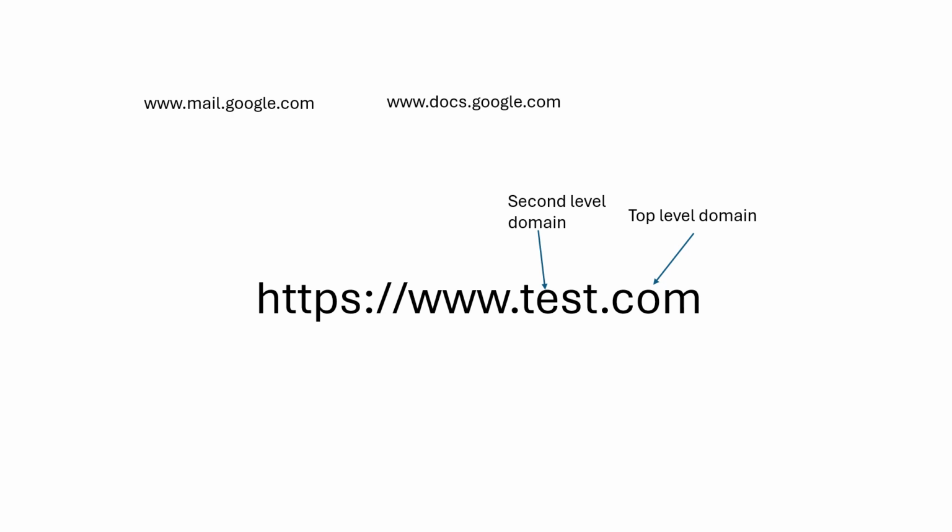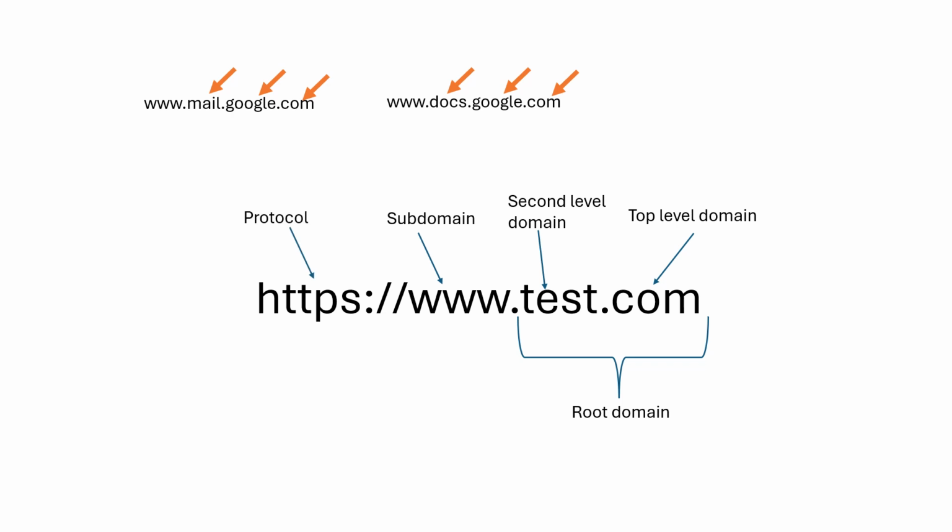So technically this is the main website name. And to the left of the name, you will see subdomain. For example, sometimes you might see mail.google.com or docs.google.com. Here, .com indicates the TLD or top level domain. The word Google indicates the domain name, or mail or docs indicates the subdomain. In our example, HTTPS is the protocol. Together, test.com is called the root domain, and www.test.com would be called a fully qualified domain name.